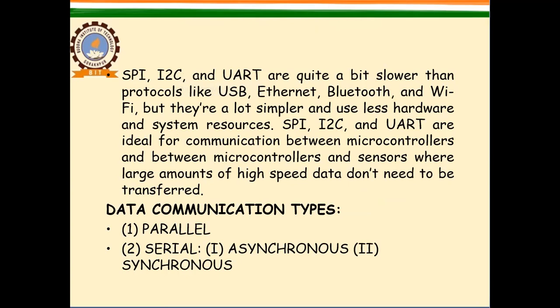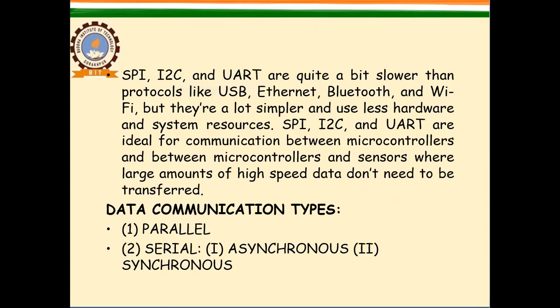Now, when we talk about the different protocols, SPI, I2C, and UART are quite a bit slower than protocols like USB, Ethernet, Bluetooth, and Wi-Fi. Means these protocols are not much faster like USB, Ethernet, and Bluetooth, but they are very simple to use and they require less hardware and system resources.